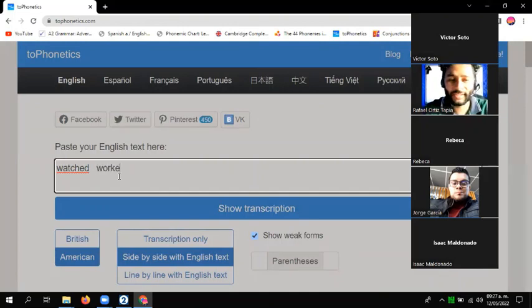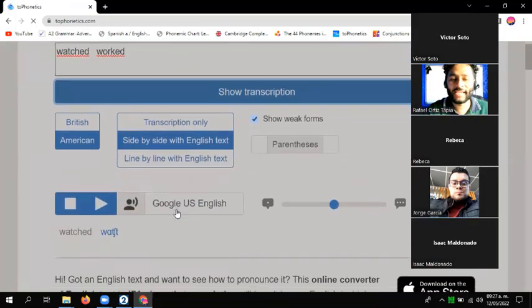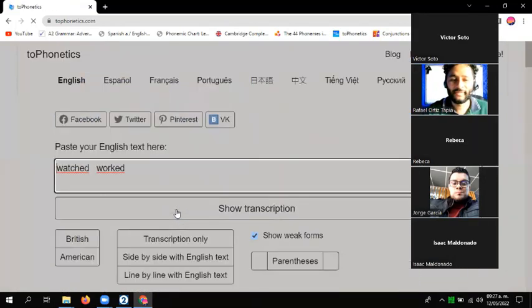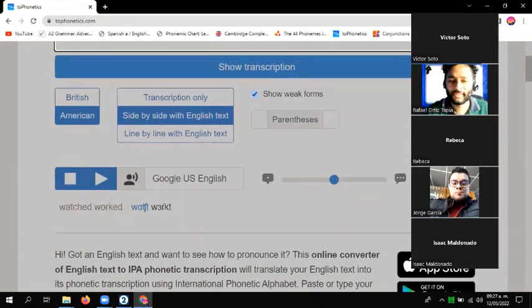Ahora, worked. Worked es lo mismo. La K, si ustedes aíslan el sonido de la K, aquí va a aparecer otra T. ¿Se dan cuenta cómo los fonemas que hay ahí son K y T? No hay ninguna E. ¿Por qué T otra vez? Porque K es un sonido voiceless, al igual que CH.